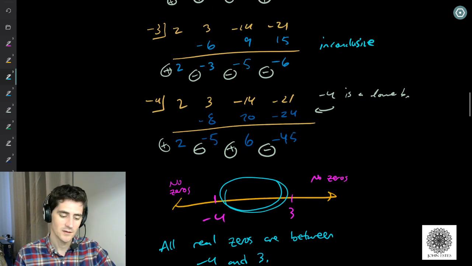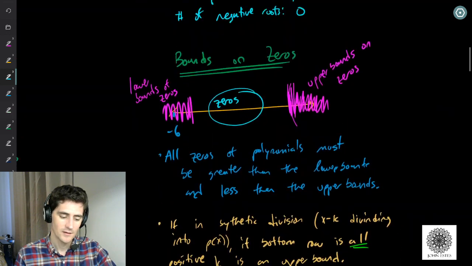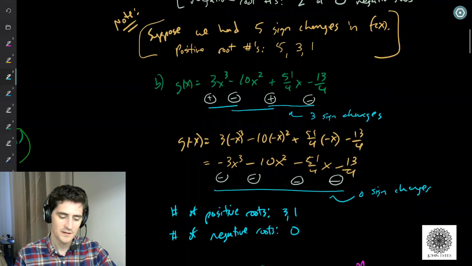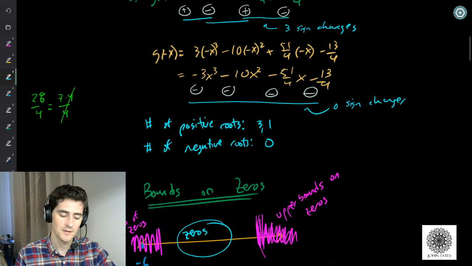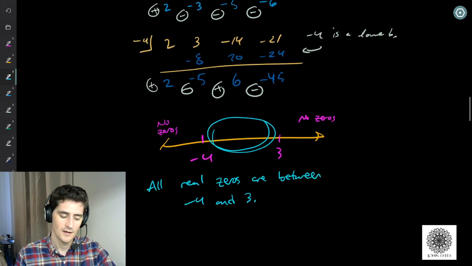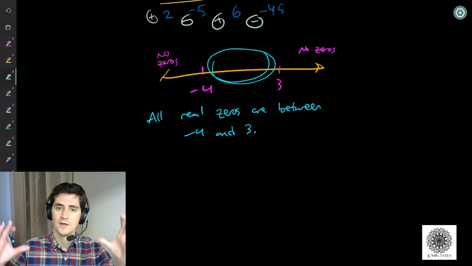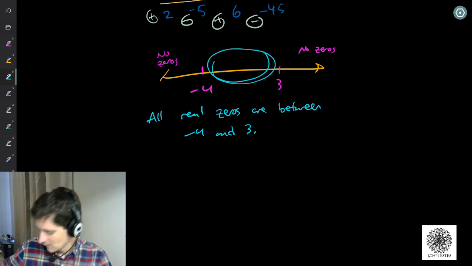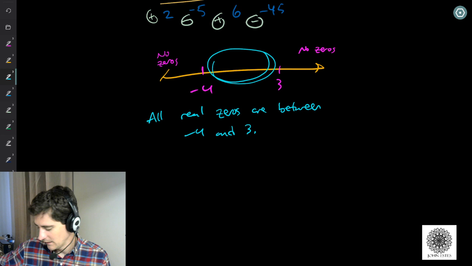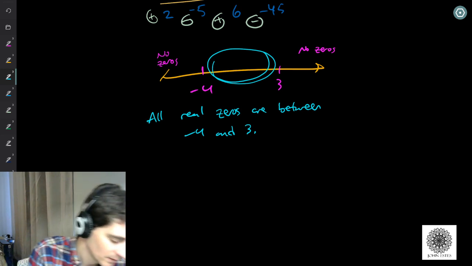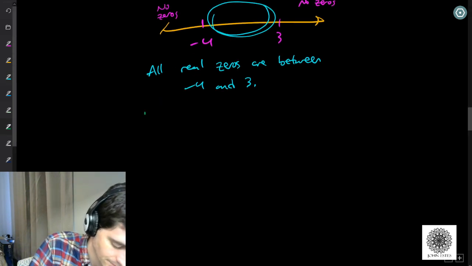So now if we put together Descartes' Rule of Signs, which said what? Descartes' Rule of Signs told me the number of positive and negative roots I could possibly have, and now this bounds on zeros helps me limit the range and where they are. And if I pair this with what we call the rational root theorem, let's go ahead and do that. Let's take this same polynomial. So this is example 4.